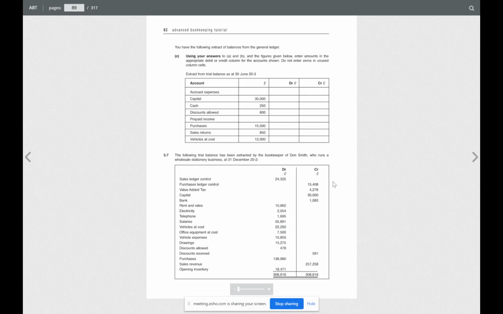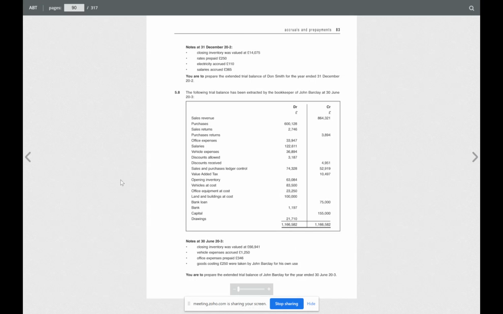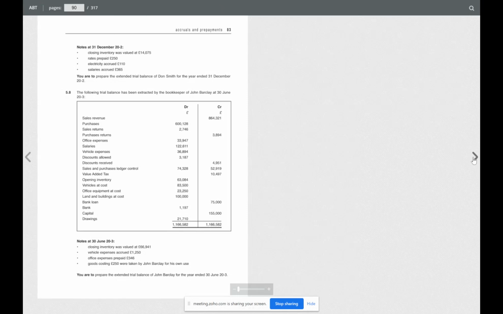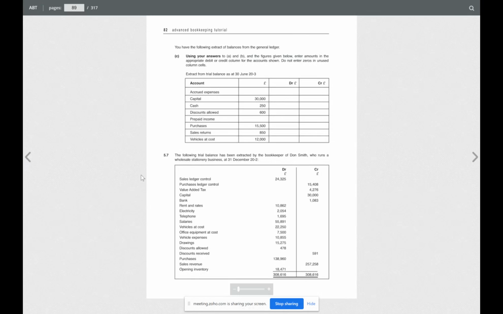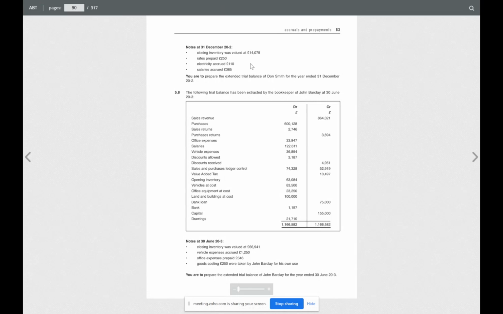VAT goes to the financial position or profit or loss. In this question, we have to prepare the extended trial balance. The format is not given here from the previous, but in the exam you will have the extended trial balance format. There, you will just copy this trial balance as it is, and then if there is any adjustment, we will put them. Adjustments are given here. Okay.